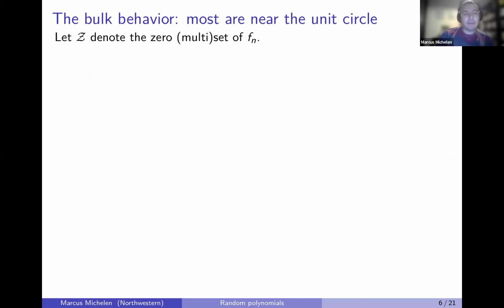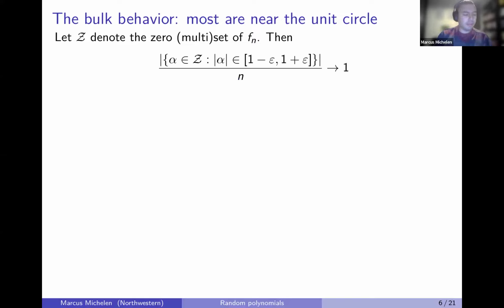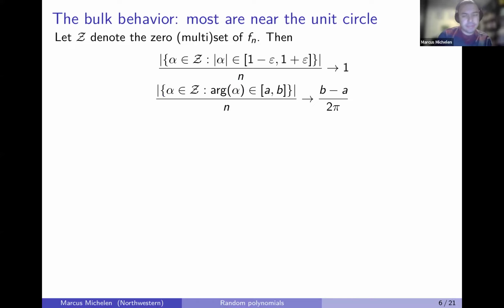So I want to talk now about bulk behavior. So most of the roots are near the unit circle. So I'm going to let this script Z denote the zero multiset of roots. Now for each epsilon, it'll turn out the proportion within epsilon of the unit circle tends to 1. It also turns out that the number in a given cone is the correct amount. And of course, here you need b and a to not be stupidly chosen so it wraps around too much, but it's going to give you the correct percentage.